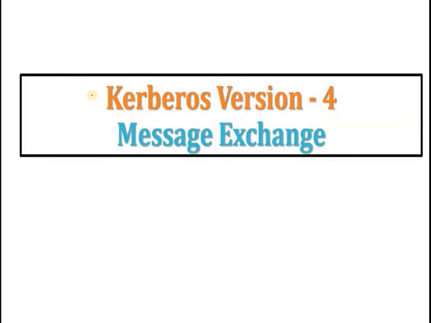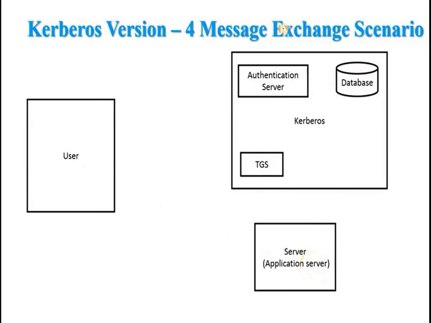Next, we will see the Kerberos version 4 message exchange scenario. You can see here three things, as I said, a three-headed dog. One is the user. Another is Kerberos, which contains the authentication server and the ticket granting server. Along with that, it contains the database where all the information about keys and other things is stored. And then we have an application server or service server.